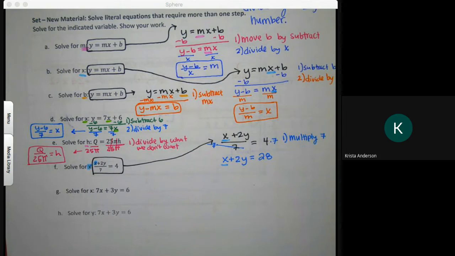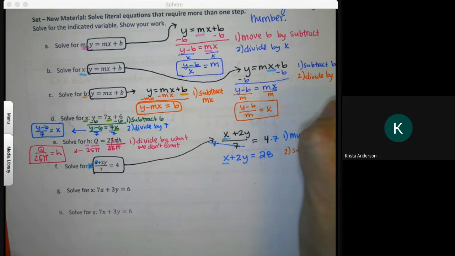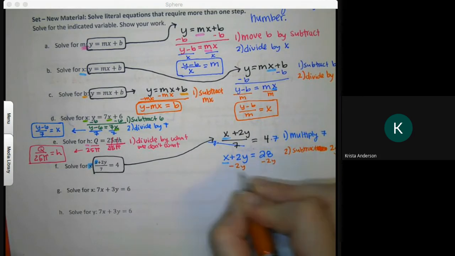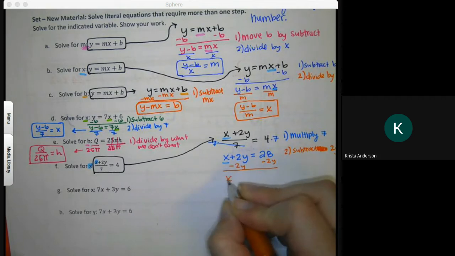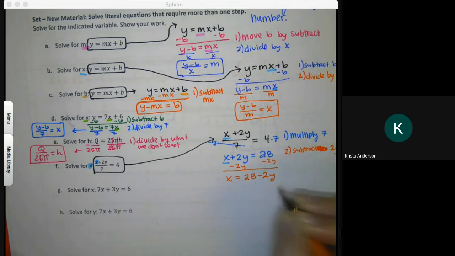How is 2Y connected to the X? Addition. So I will undo it by subtraction. Subtract 2Y. So I would have X equals 28 minus the 2Y.